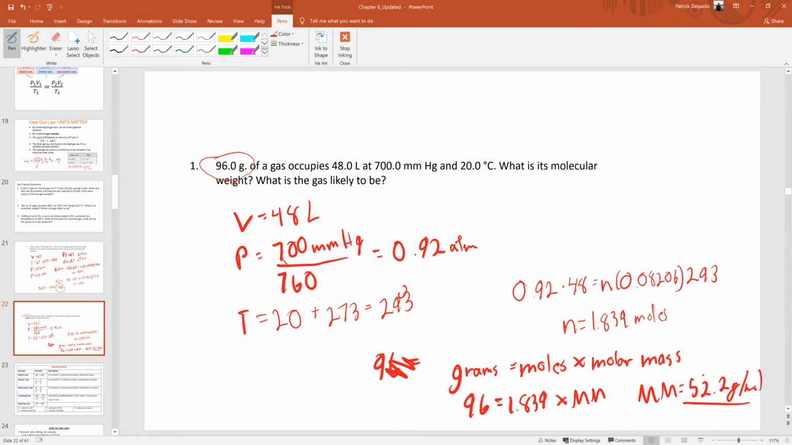Unfortunately, 52 doesn't really fall into a category of being any gases. I don't know where I got this problem from, but maybe I made it. Maybe I was just dumb. But it's about the molar mass of chromium, but chromium is not really a gas. Normally in this kind of question, I think there's probably one like this in the homework, you'll get round numbers, like 28, which would be N2, or 32, which would be O2, stuff like that. Or you might get a noble gas.